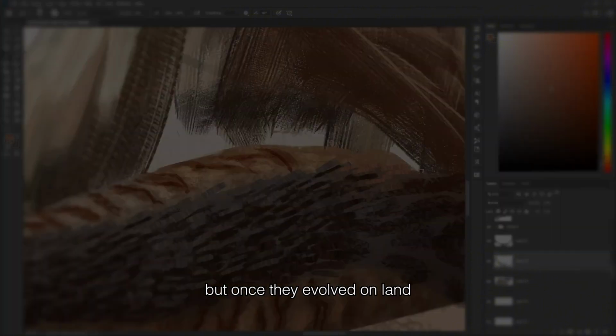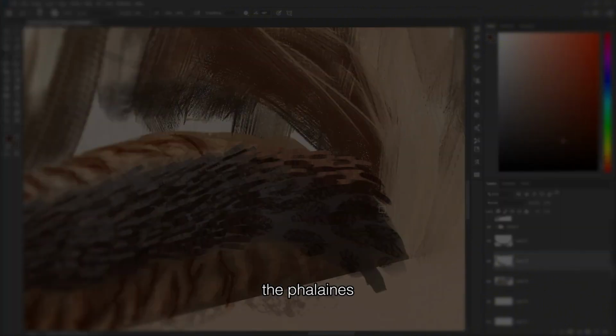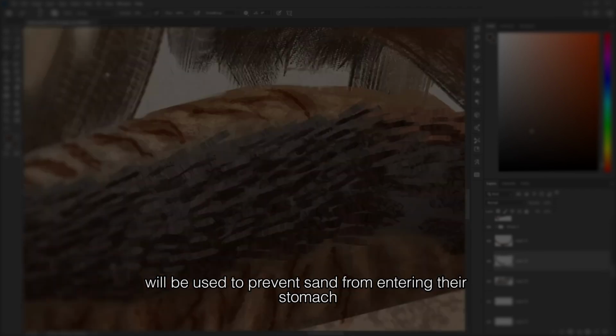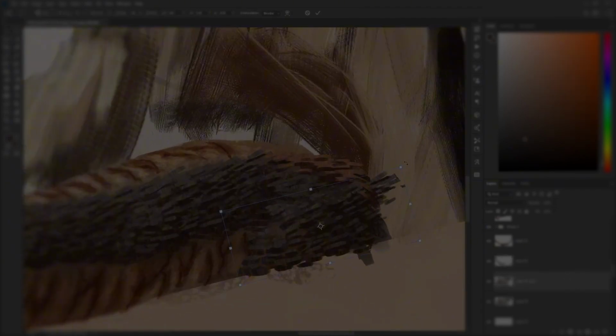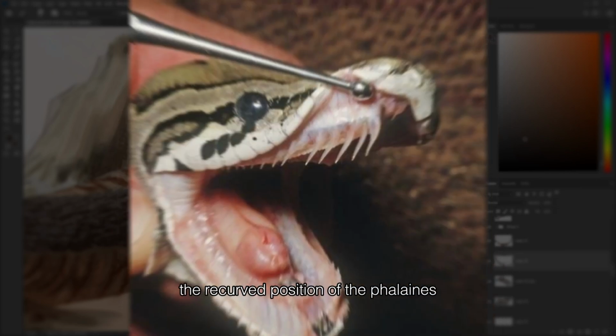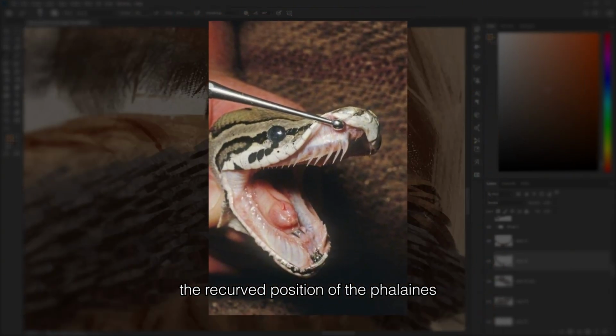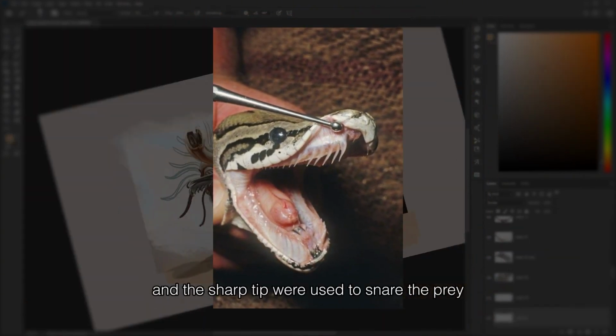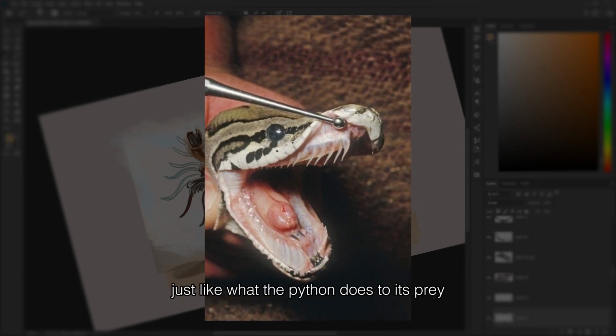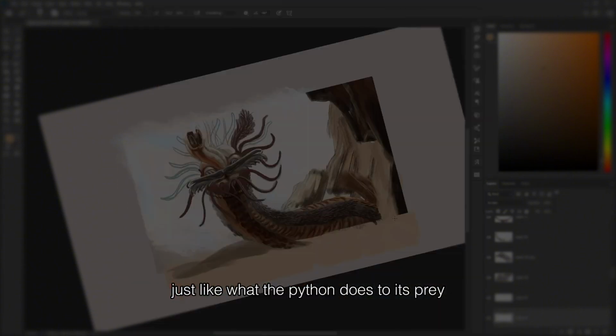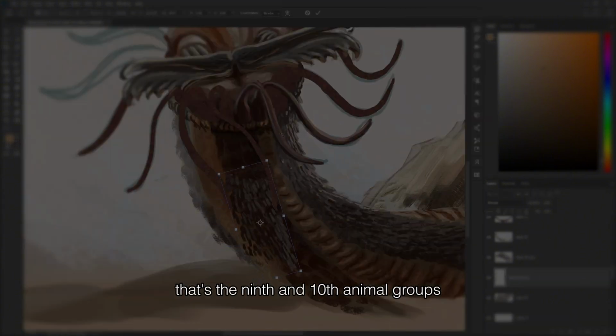But once they evolved on land, the felians were used to prevent sand from entering their stomach. The recurved position of the felians and the sharp tip were used to snare their prey, just like what the python does to its prey. That's the 9th and 10th animal groups.